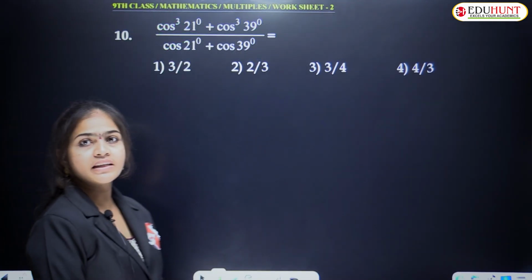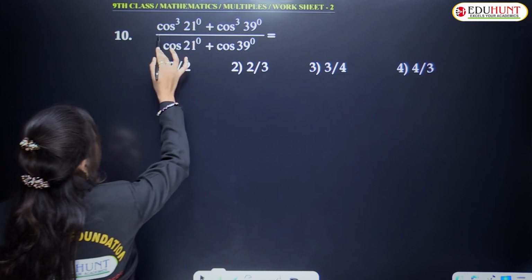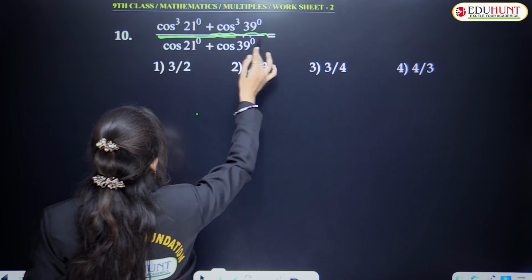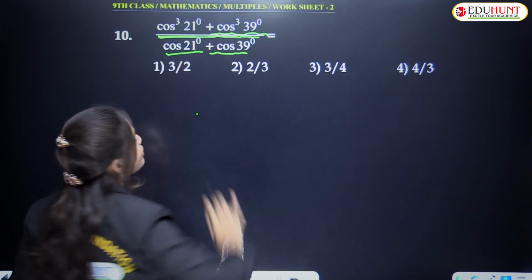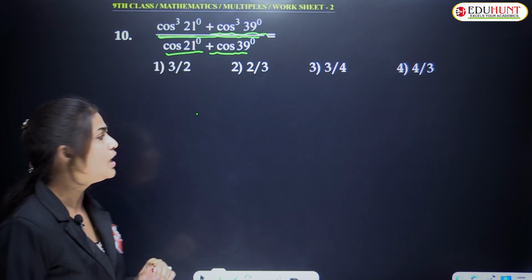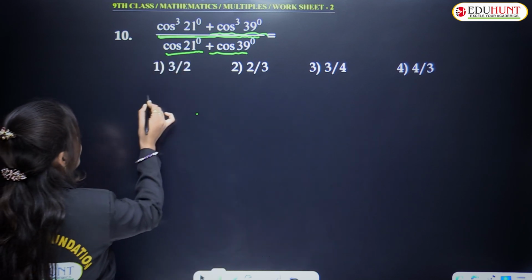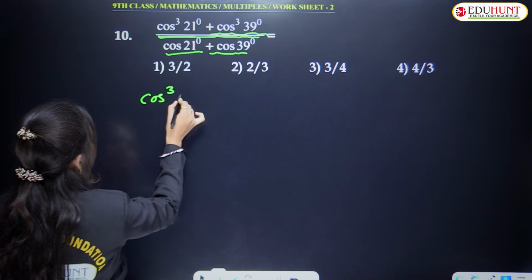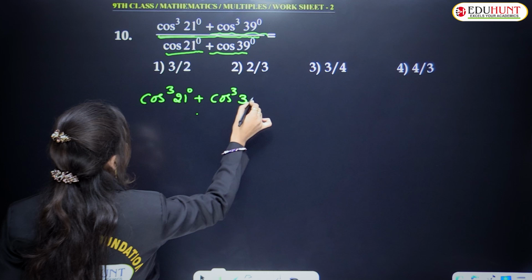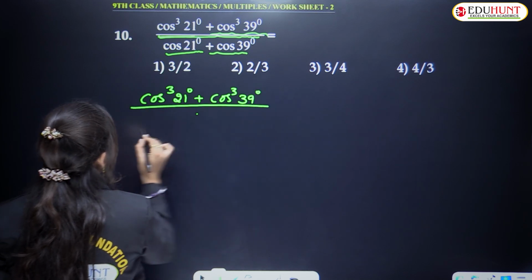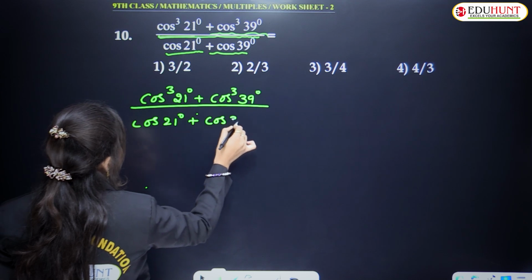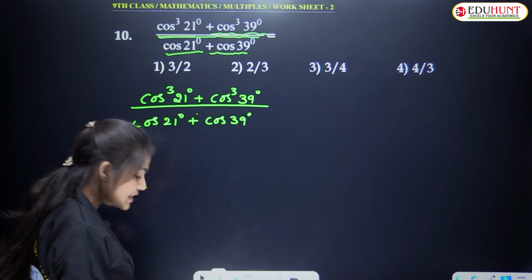So in question number 10, what have they given? Just see here: cos cube 21 degrees plus cos cube 39 degrees, whole by cos 21 degrees plus cos 39 degrees. So that is the question. This value we need to find out. Okay, so let us see that.